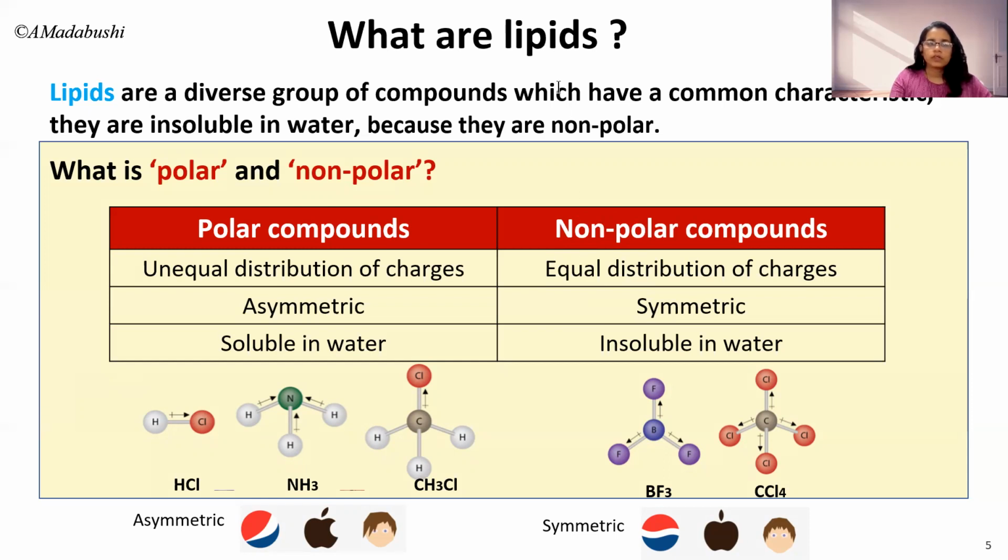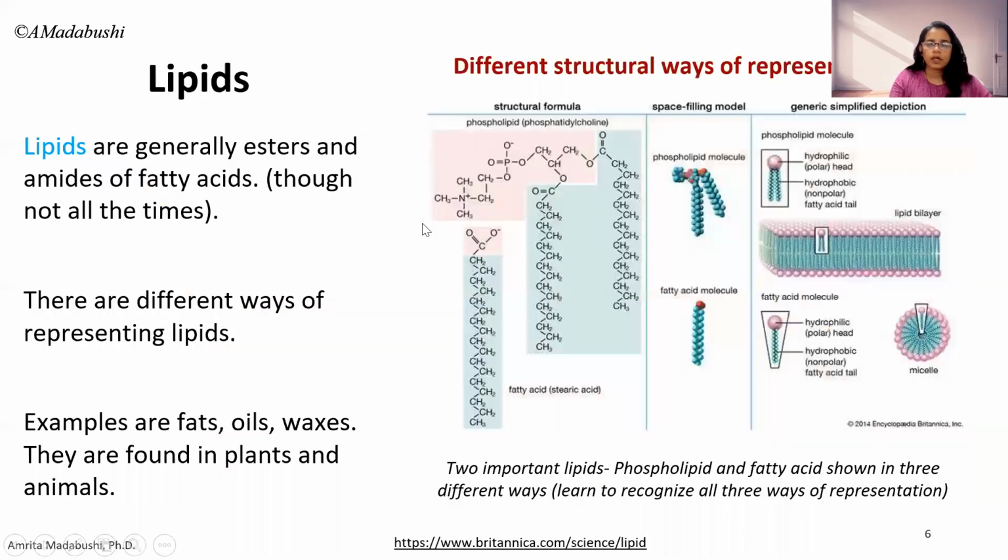Okay. So let us look at the general definitions of lipids. Lipids are generally esters. So now we come across the term ester. Can anyone remind me what is an ester? We have read about ester. You can even look back at your notes if you have it handy. What is ester and what is amide? And you can just write it in the chat or you can say it by unmuting yourself.